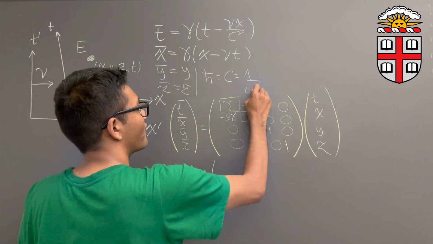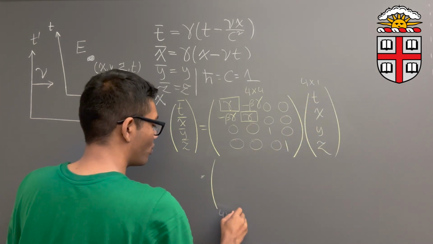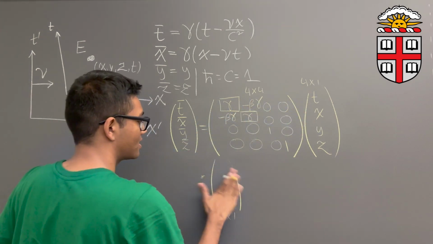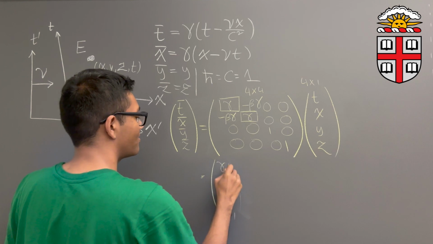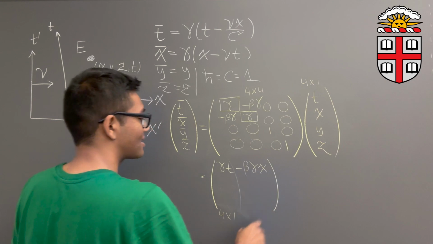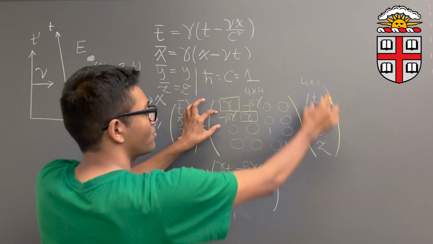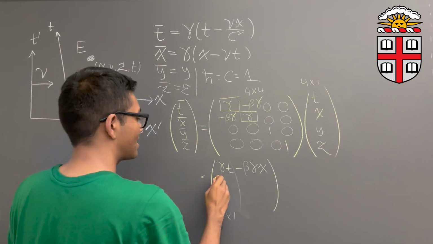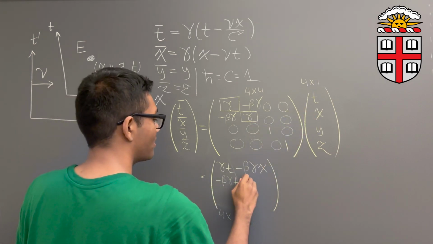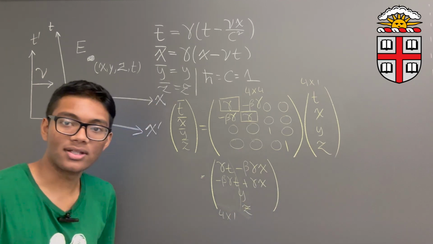First of all, this is a 4 by 4 square matrix, and this is a 4 by 1 matrix. So my result will be some 4 by 1 column vector here. So I'm going to have gamma times t. So let's expand this out. Gamma times t minus beta gamma x. Okay, that's my first element. Then for my second element, I've got this second row times this column vector. So that's minus beta gamma t plus gamma x. And then my y and z coordinates remain unchanged.